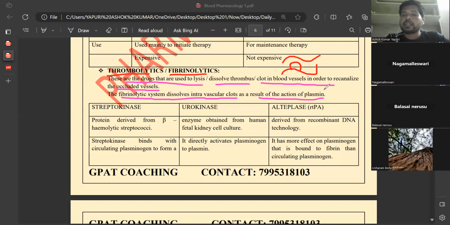Here the breakdown of thrombus or fibrin is because of plasmin. Plasmin is a type of enzyme that breaks down the fibrin system as well as the thrombus and decreases the formation of clot. There are a number of drugs like streptokinase, urokinase, alteplase, and all of them are enzymes ending with -ase. These enzymes break down the thrombus as well as the fibrin system and decrease clot formation.